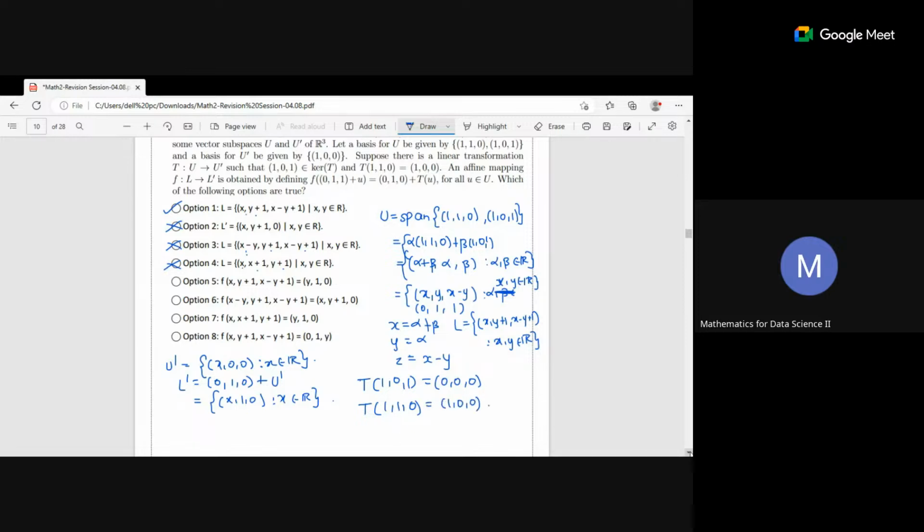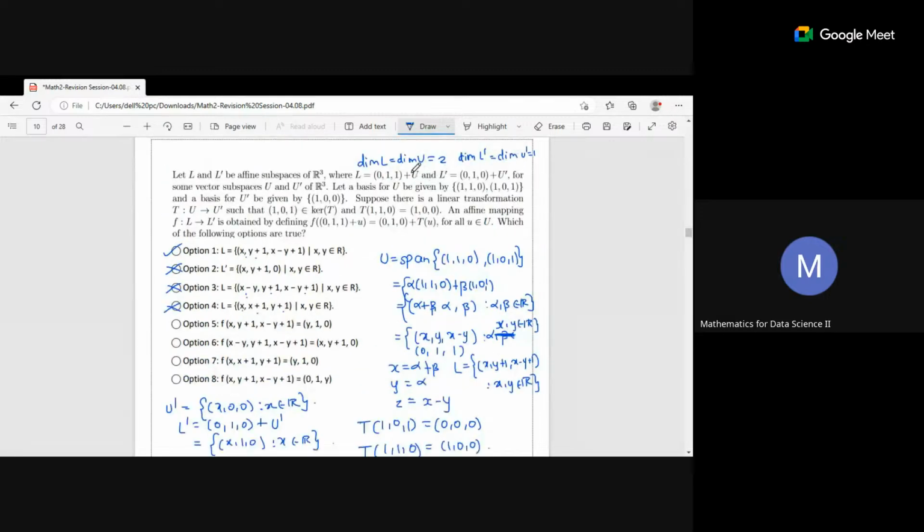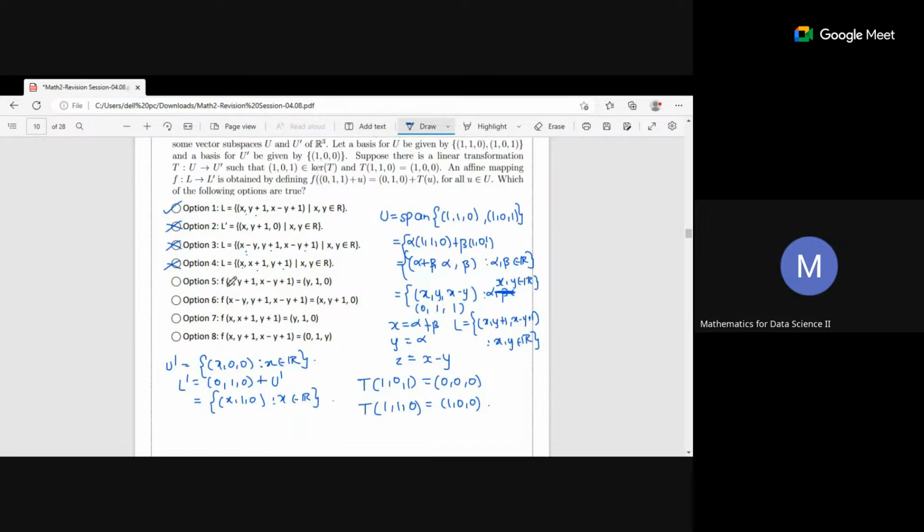So now you see that you are having the mapping for the basis elements. So these are the basis elements for u. Now you are given that f of (0, 1, 1) + u is (0, 1, 1) + T of u. Now you have to verify which of these conditions are satisfied for f.